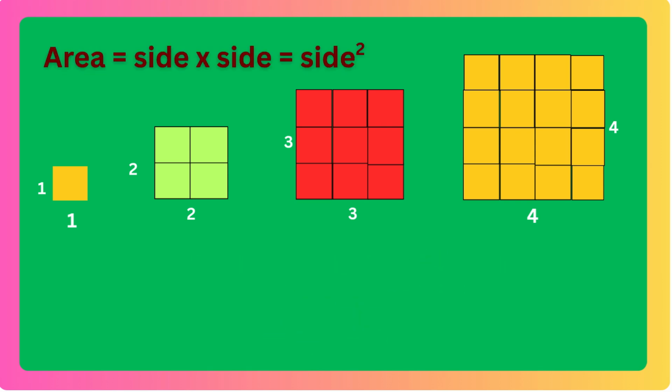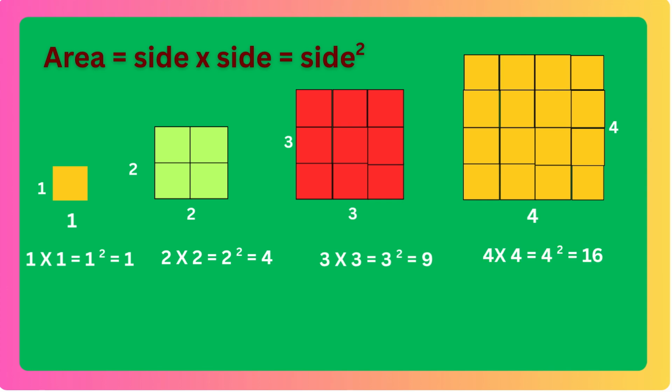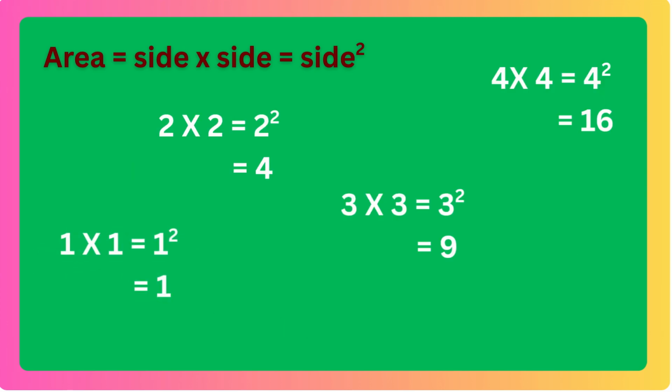For the first square, the area is side into side, which is 1 into 1, 1 square unit. The same way for the second square, 2 units into 2 units, which is 4 square units. Here, 9 square units for 3 units side and 16 square units for 4 units side length, right? Here you can see the same number is multiplied by the number itself, because the side and side are both the same.